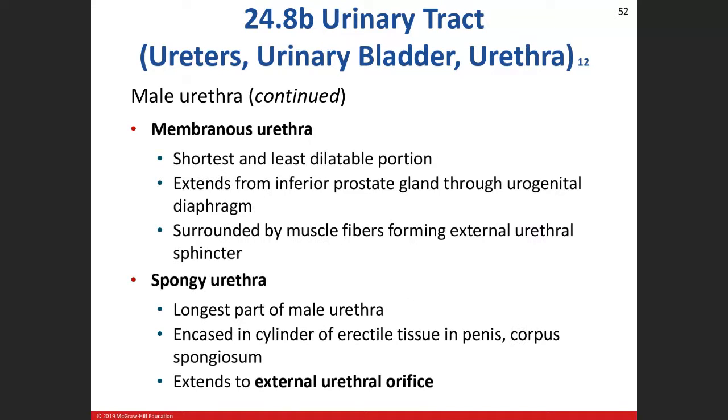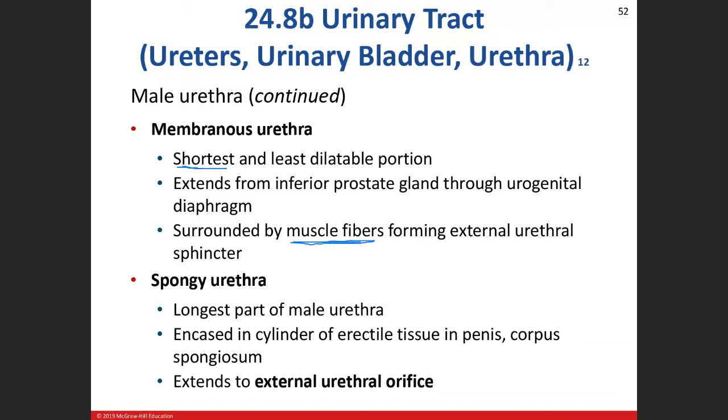The next part of the urethra is the smallest part, and this is the part that pierces through the pelvic floor, the levator ani muscle. So this is the membranous urethra. It has muscle fibers that are surrounded by skeletal muscle. And so this is where we're going to see the external urethral sphincter located there.